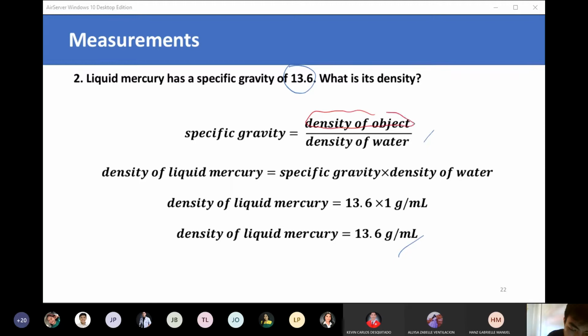We don't know this, but we know the density of water. So all we have to do is cross multiply it to the other side of the equation. So we get this equation. Then we plug in the numbers, then we get the final answer. Okay, do you have any questions? Do you have any questions for now?